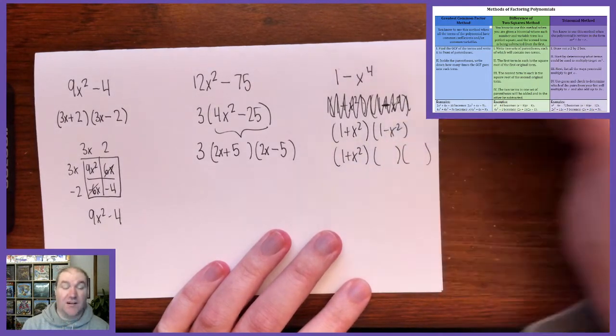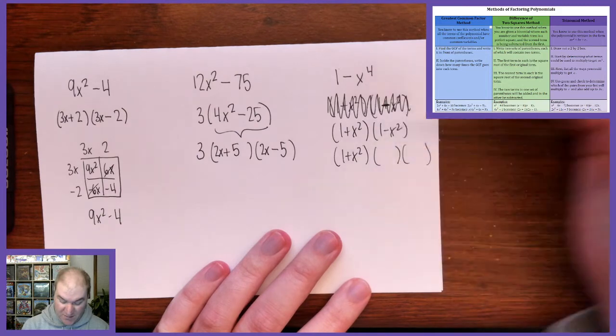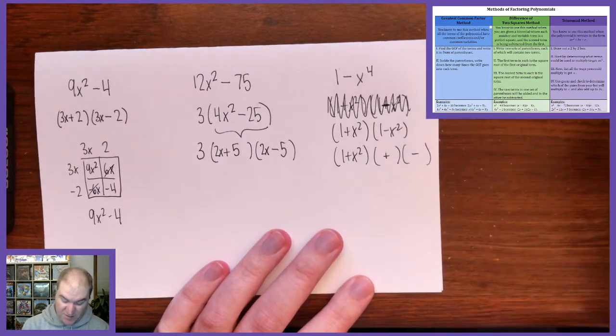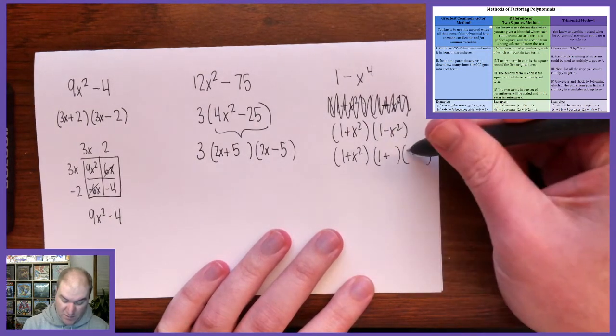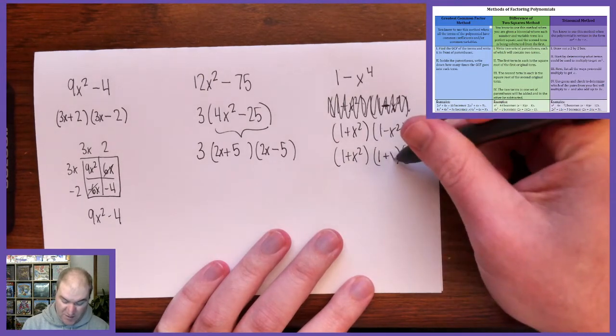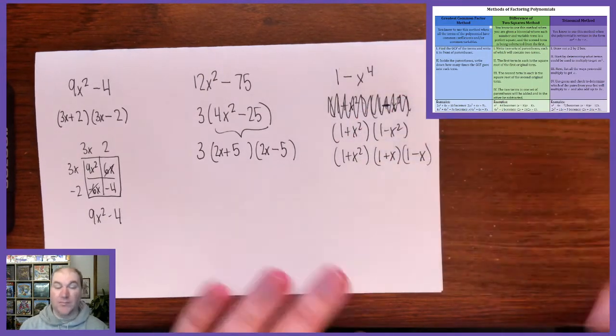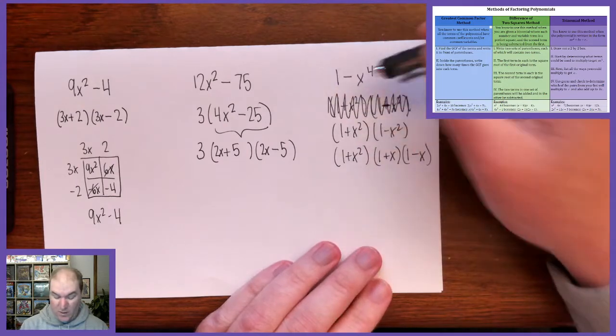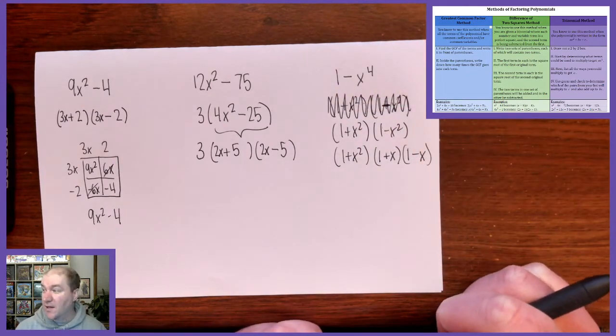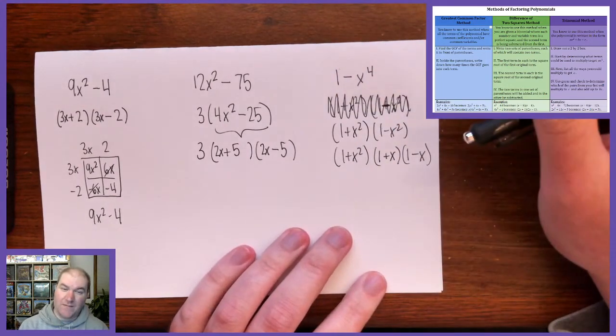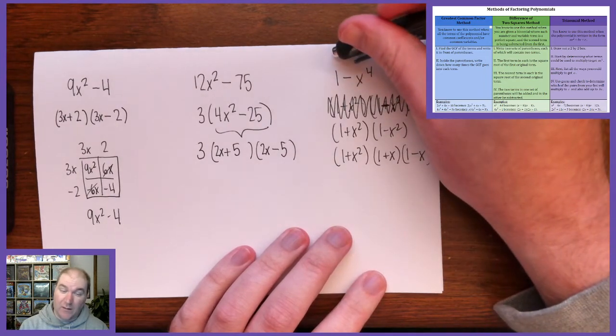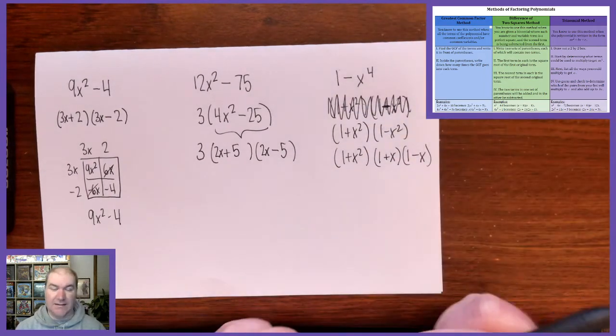It's two things that are square rootable, and there's a minus in between. So I'm going to sneak in a plus and a minus. The square root of 1 is 1, and the square root of x squared is x. So this is the completely factored version of 1 minus x to the fourth. And again, the directions would probably say factor, but to give you a hint, they would probably even say factor completely.